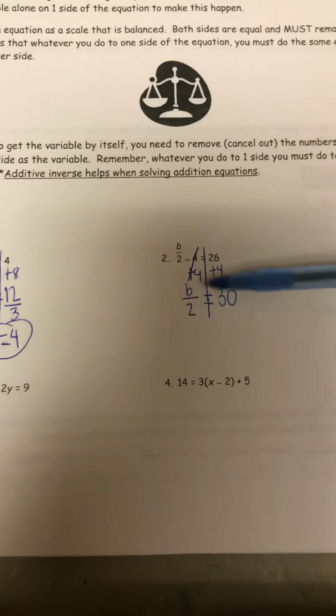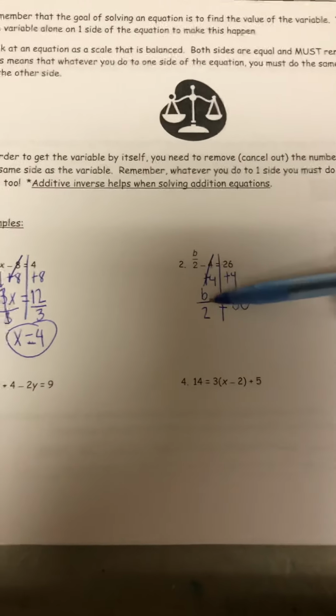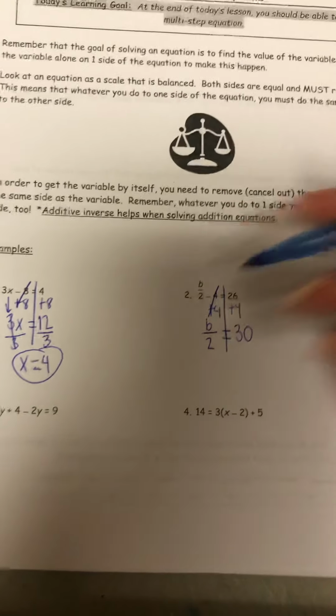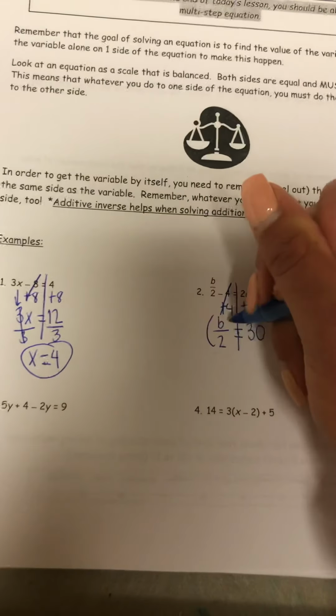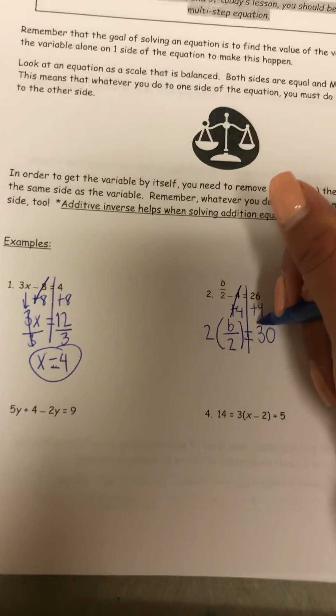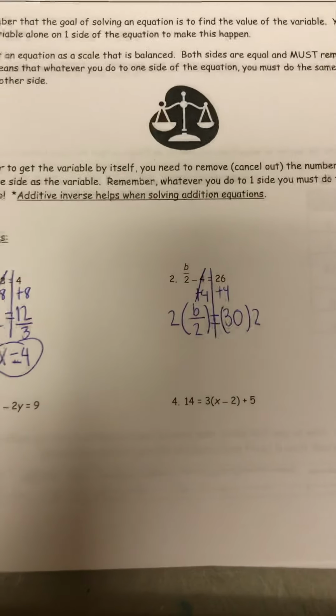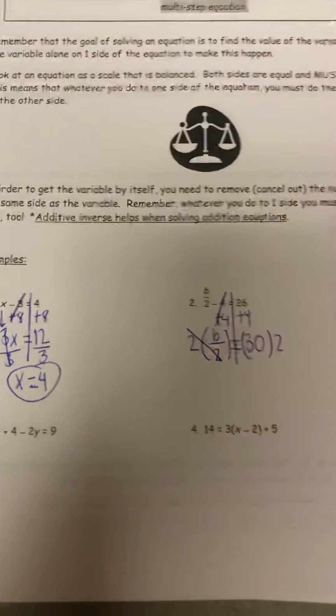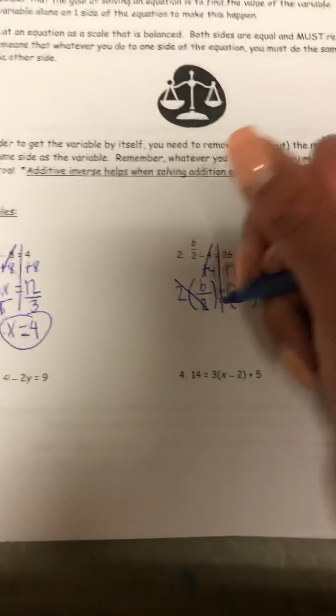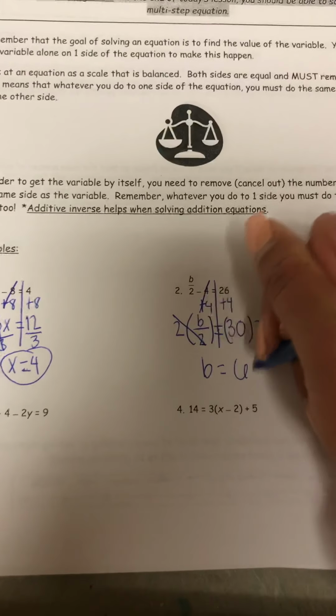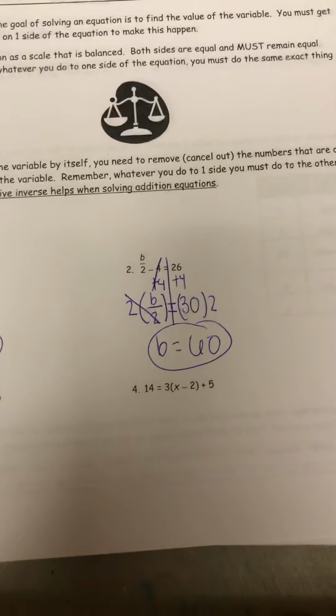Remember that a fraction is technically a division problem, so in order to get rid of the denominator here, I'm going to multiply by the reciprocal, which would just be 2, and I'm going to do that to both sides. Now that'll cancel there, and I have b is equal to 60.